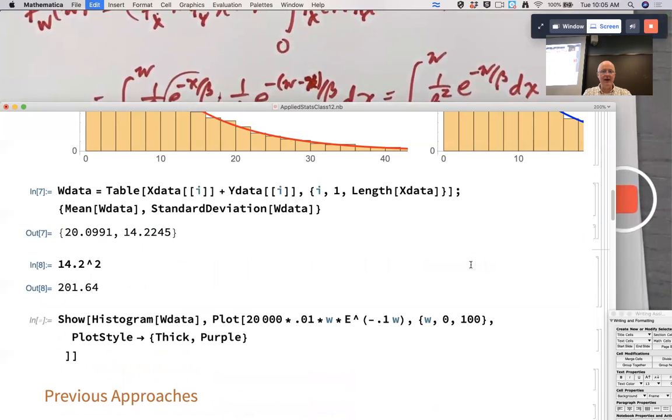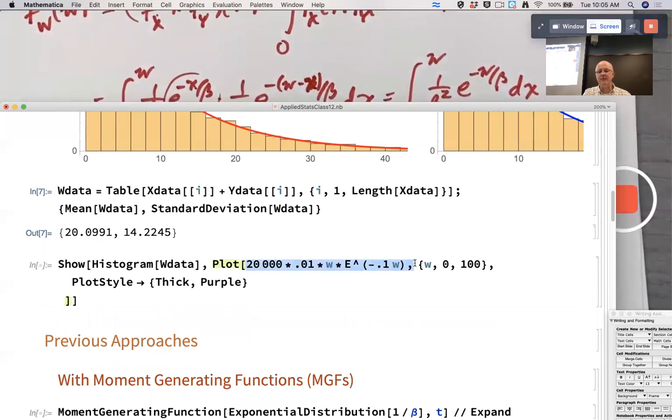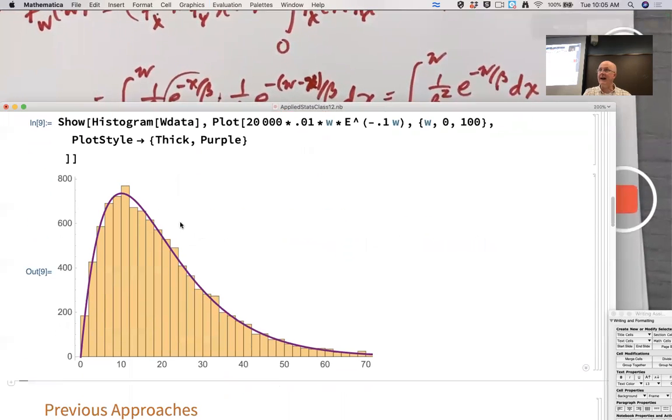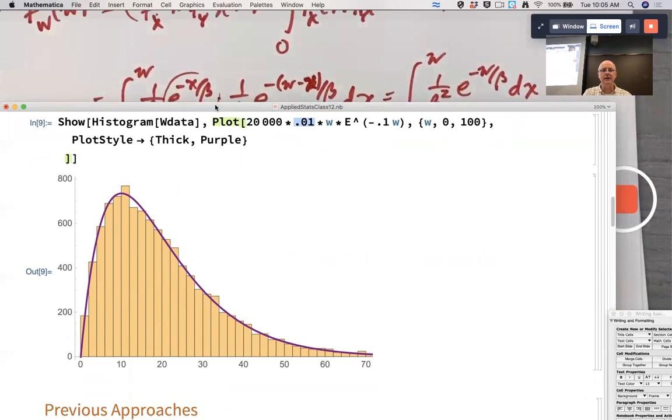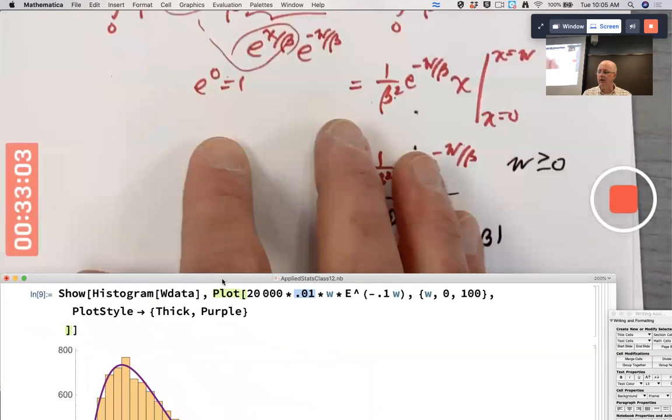And if you make a histogram and plot also, notice this is 20,000 times the PDF of W. Notice the extra factor of W in there. That's a gamma with alpha equal to 2. It's not an exponential distribution, but the simulated data does follow the shape of the PDF for a gamma distribution with alpha equal to 2 and beta equal to 10. The 0.01 here, by the way, is 1 over beta squared, which is part of the formula that we did get. 1 over beta squared.